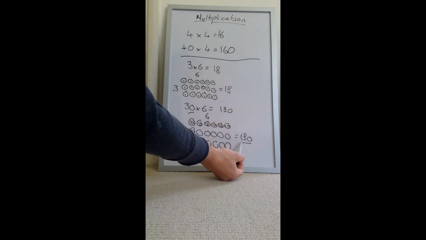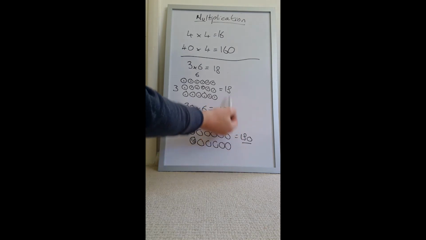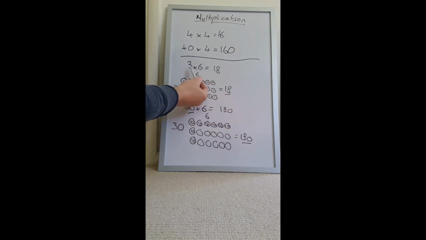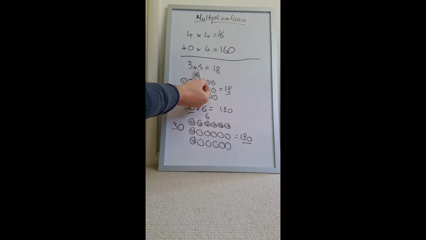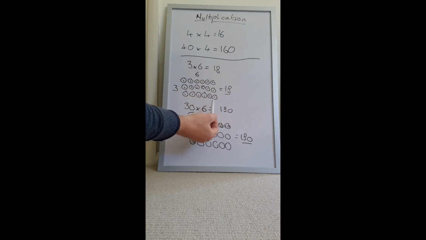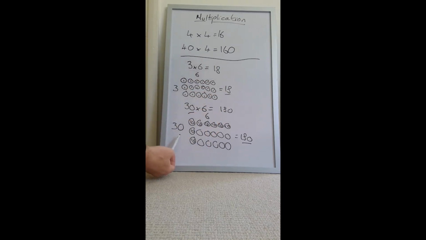So 180 is a multiple of 10, and it's 10 times the size of 3 times 6, the answer, which is 18. So here, if you knew the answer to 3 times 6 was 18, you can use that knowledge to solve a problem such as 30 times 6 is 180. Remember, we don't teach you the 30 times tables. We expect you, as you're going through school, to begin to learn that you can use your previous knowledge, your existing knowledge, to help you solve problems such as this one.